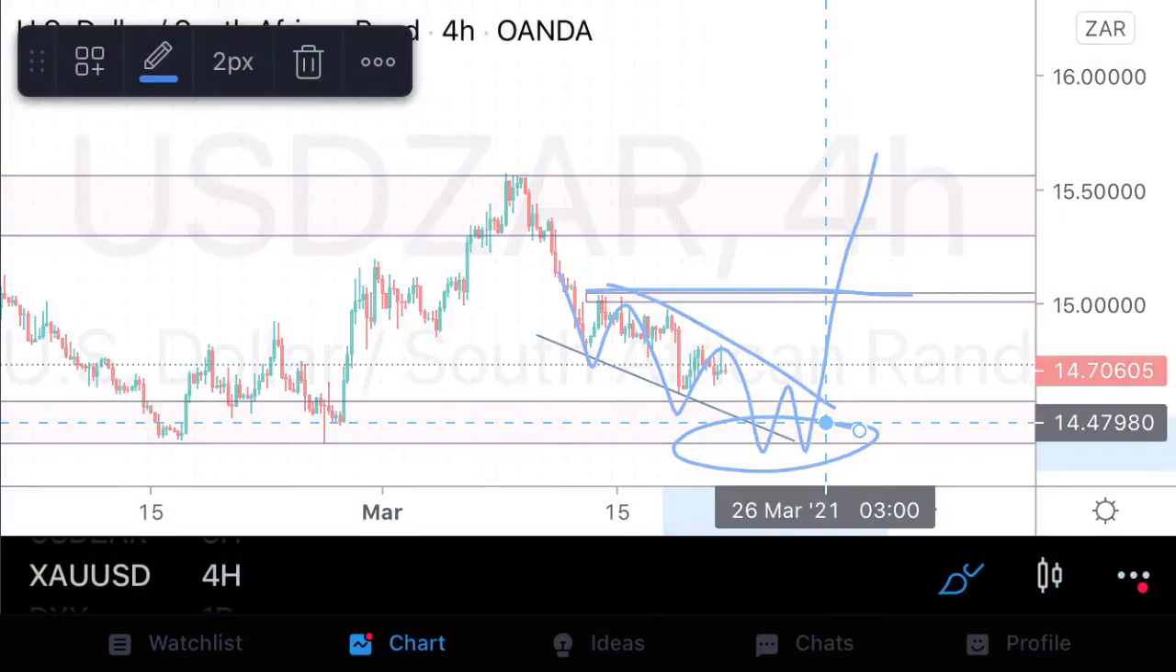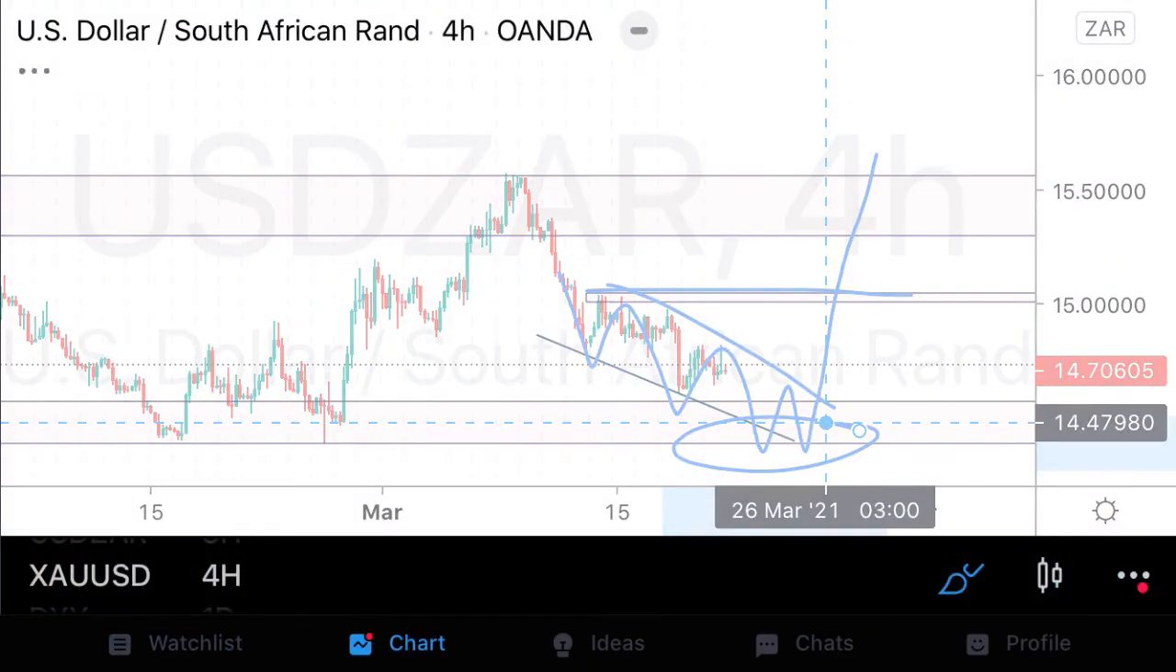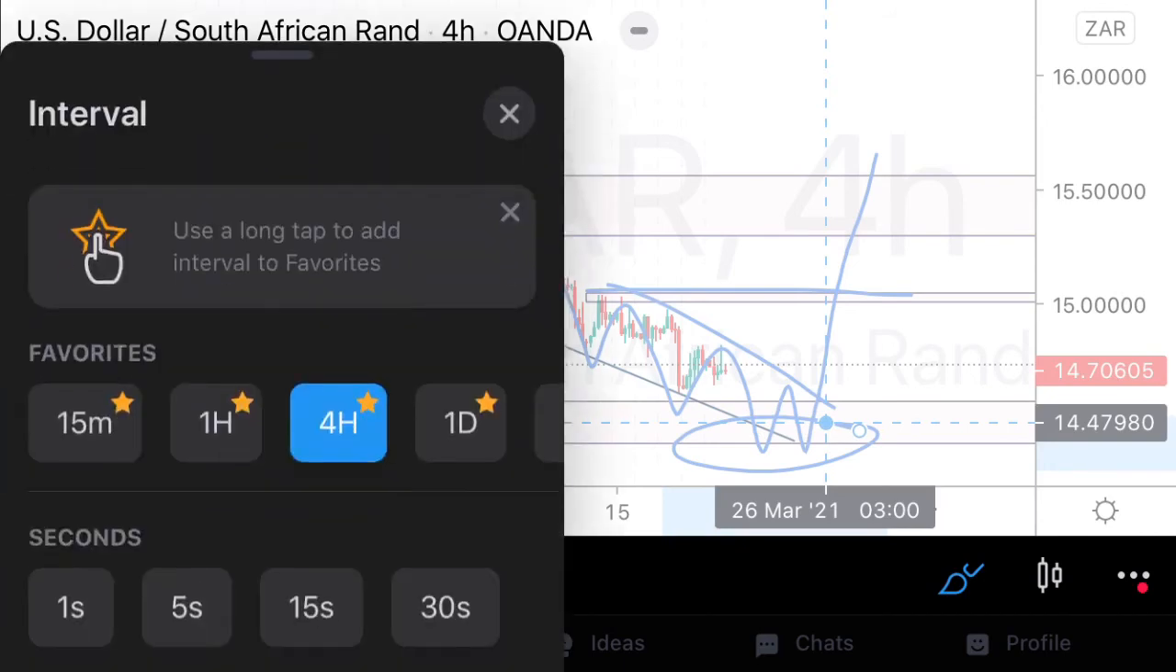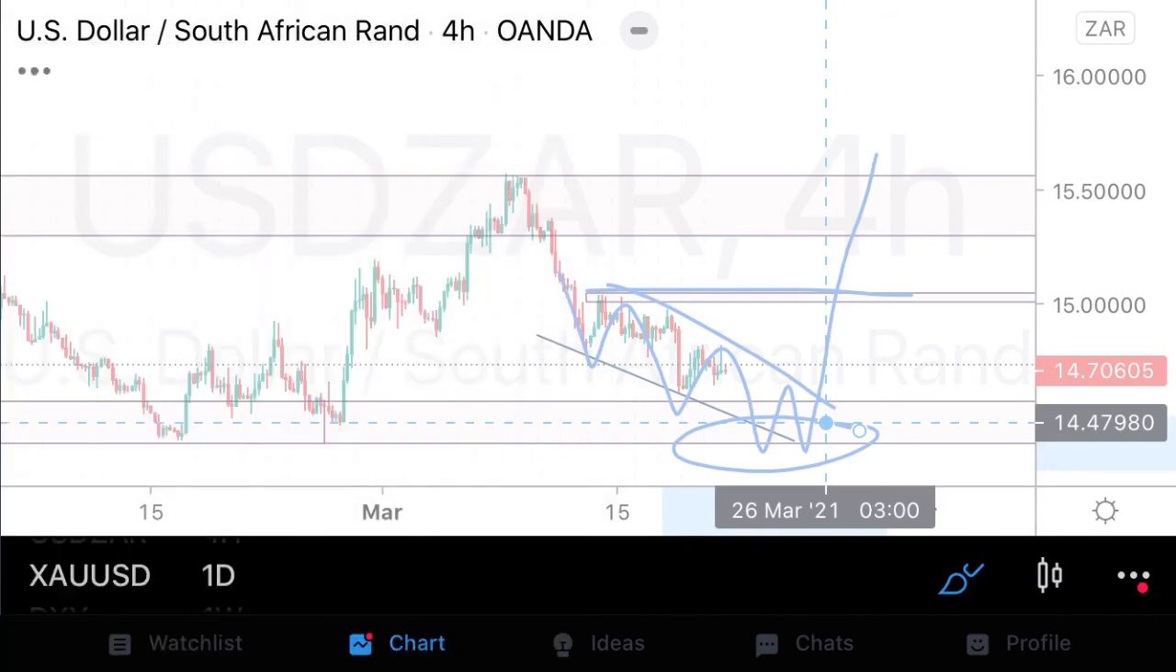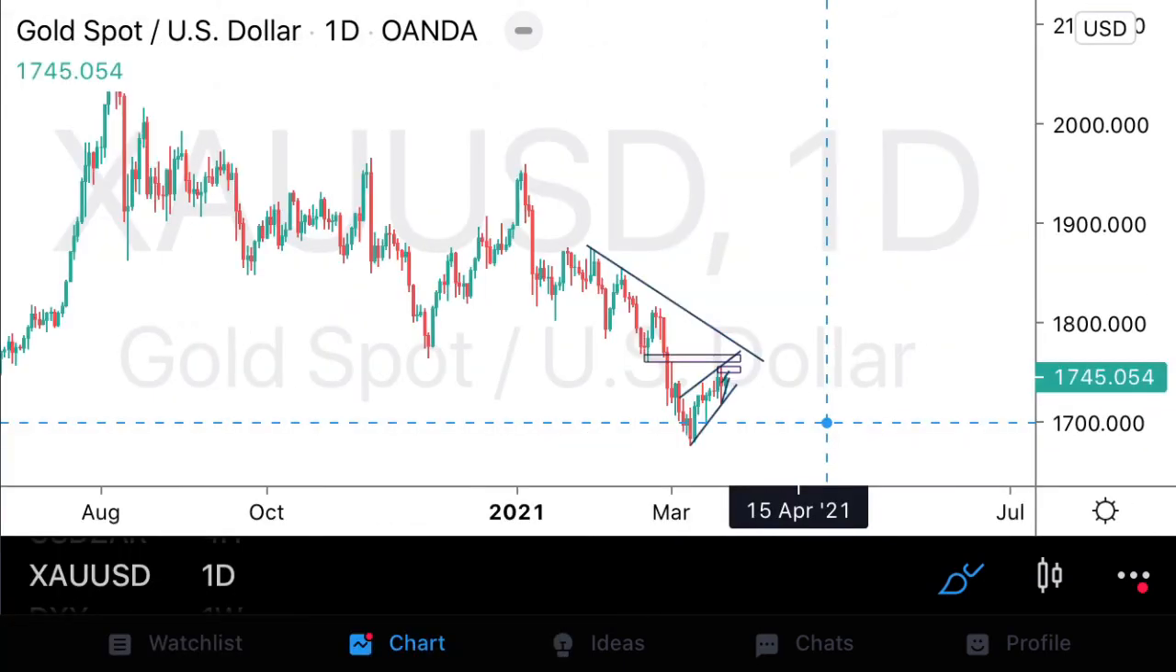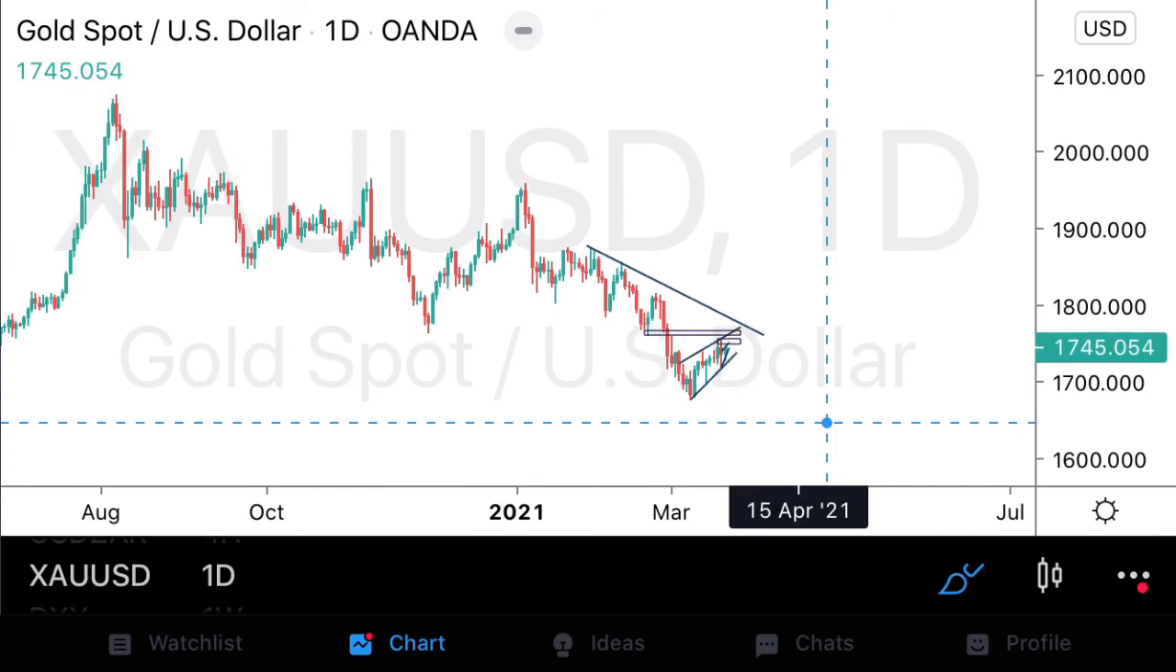So gold is very interesting. I kind of like gold going into this week. Gold is looking like it's going to give some very beautiful opportunities, guys. So let's get into some analysis on gold.